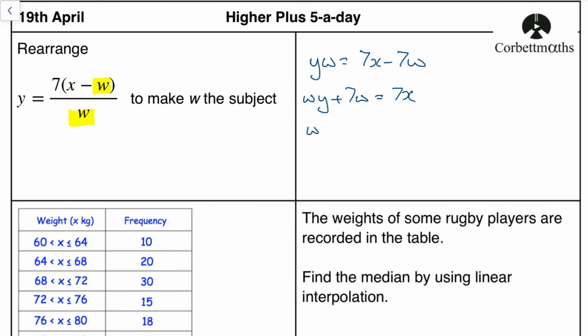Factorize out the W, i.e. the thing that I want, which is W(y plus 7) equals 7x, which means that W is equal to 7x divided by y plus 7. That sort of question comes up quite a bit. There's a general technique, I don't want to call it steps to learn, but once you've done it a few times, you'll be okay with that.